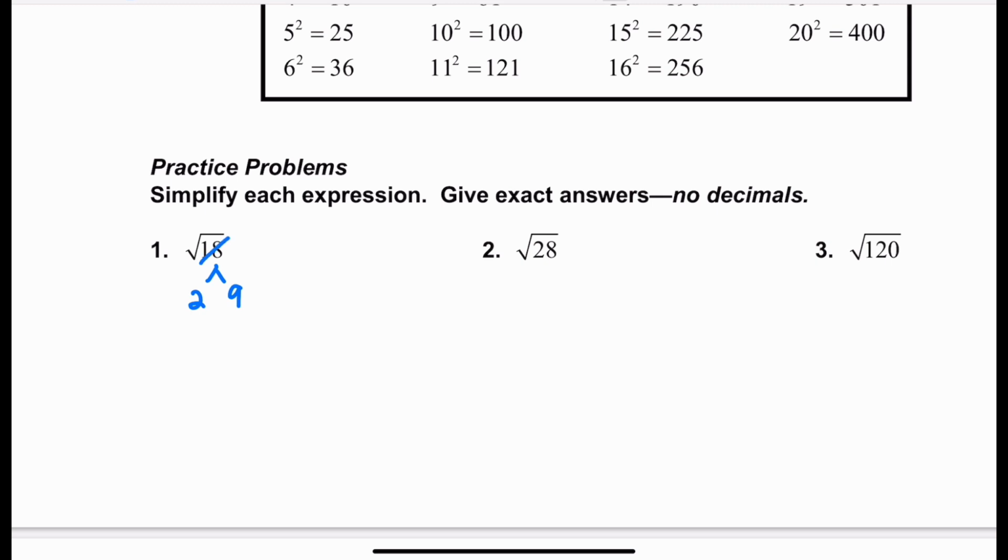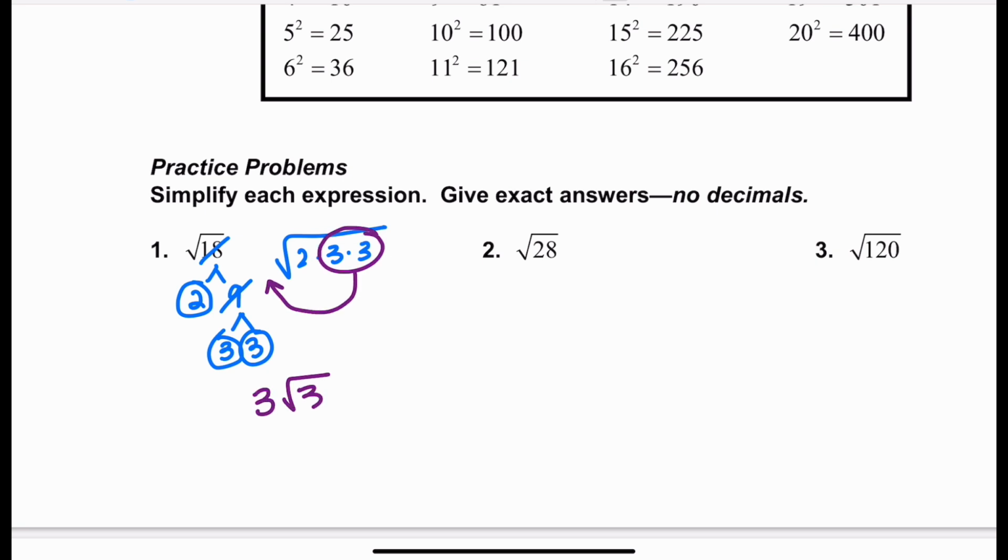Now 2 is a prime number. It does not break down anymore, so 2 is our lowest number, but 9 will break down into a 3 and a 3. You want to break these down to prime numbers. So since this is 2 times 3 times 3, with every square root we're looking for groups of 2's that we can pull out to the front. So this would be equal to 3 times the square root of 2.